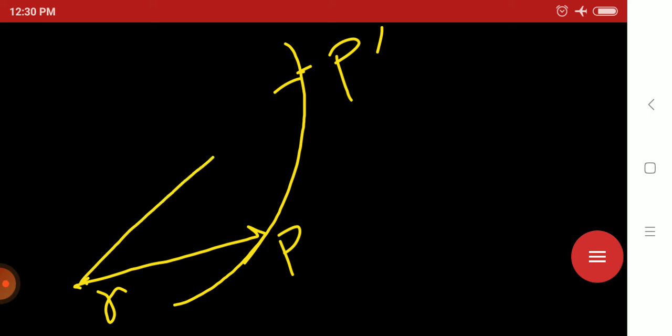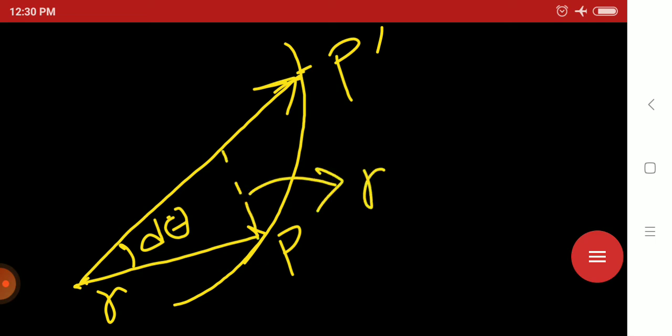Here we are taking another radial vector, and here the small angle is d theta. The small angle d theta is there, and here this thing is r d theta. Here it is r, and here it is r d theta. So from here we can see what we can tell.